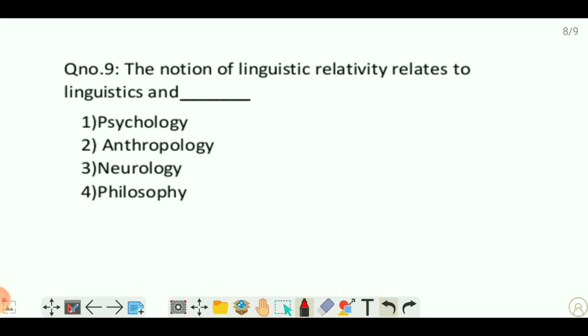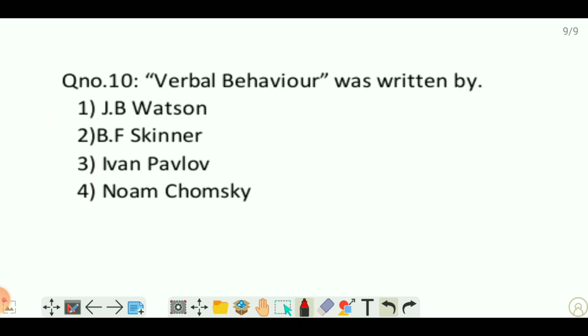Question number 9. The notion of linguistic relativity relates to linguistics and. The correct option is anthropology. The concept of linguistic relativity is that the structure of a language affects a speaker's worldview. It means we think in terms of our own language. Question number 10. Verbal Behavior was written by the behaviorist B.F. Skinner.